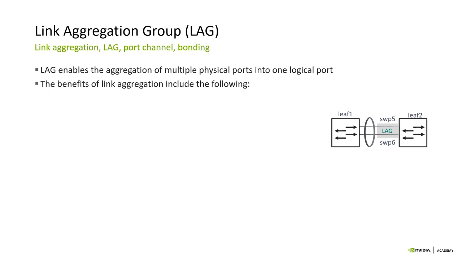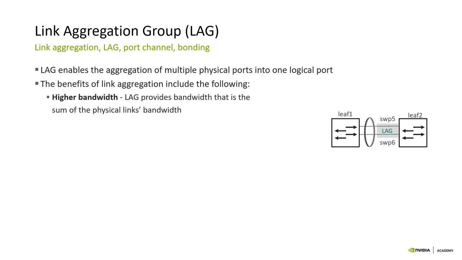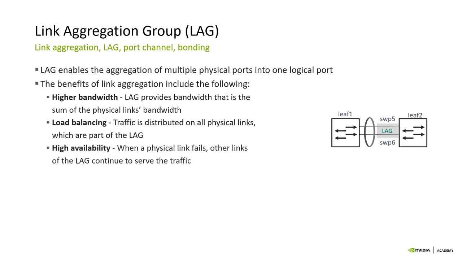Higher bandwidth. LAG provides the bandwidth that is the sum of the physical links' bandwidth. Load balancing. Traffic is distributed on all physical links, which are part of the LAG. High availability. When a physical link fails, other links of the LAG continue to serve the traffic.